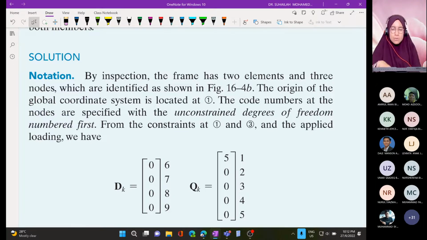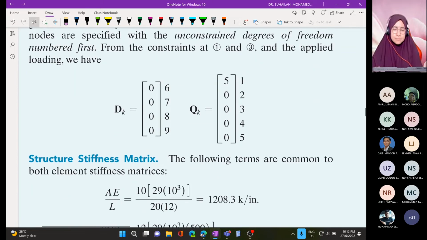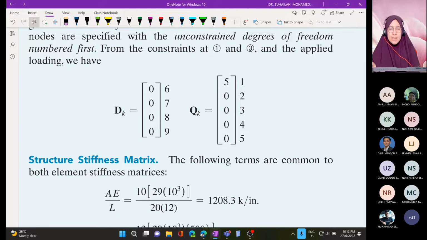It is just how we calculate Cx and Cy. Then, the code numbers at the nodes are specified with unconstrained D or F numbered first. We number the unconstrained first because the first output will be displacement, and displacement is located in the unconstrained system. This shows the K labels, DK and QK for known values, and U for unknown values.